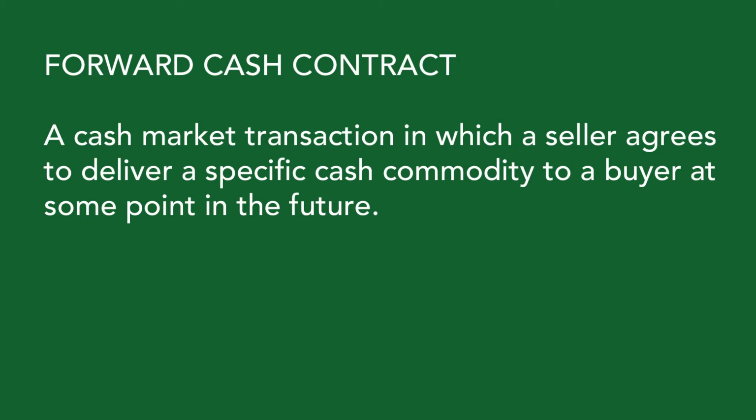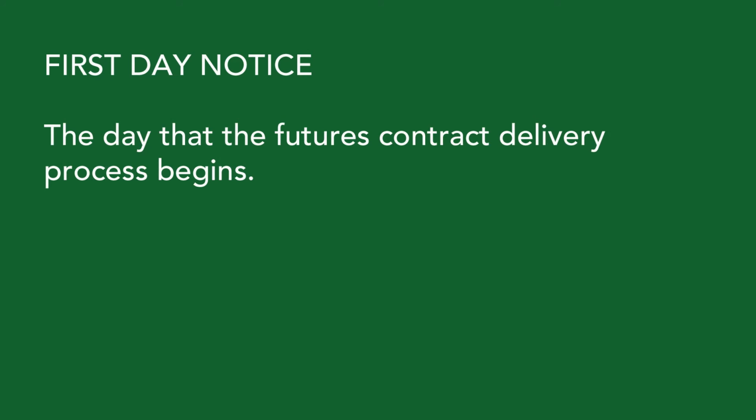Forward cash contract: a cash market transaction in which a seller agrees to deliver a specified cash commodity to a buyer at some point in the future. So we've talked about this before many times. That's what I want you to focus on. You're selling some bushels to your local elevator. That's a forward cash contract. You either lock in the futures or the basis or both. It differs from a futures contract in that the contract size, product specification, and delivery date are set between the buyer and the seller, not standardized by the exchange on which they are traded, and the price is also negotiated at that time.